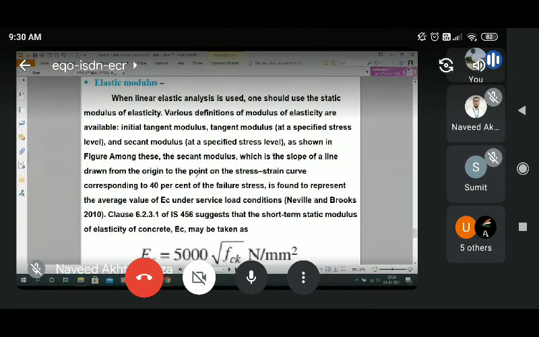When linear elastic analysis is used, one should use the static modulus of elasticity. For that, various definitions of elasticity are available. It may be the initial tangent modulus, the tangent modulus at the specified stress level, or the secant modulus at the specified stress level, as seen in the figure below.